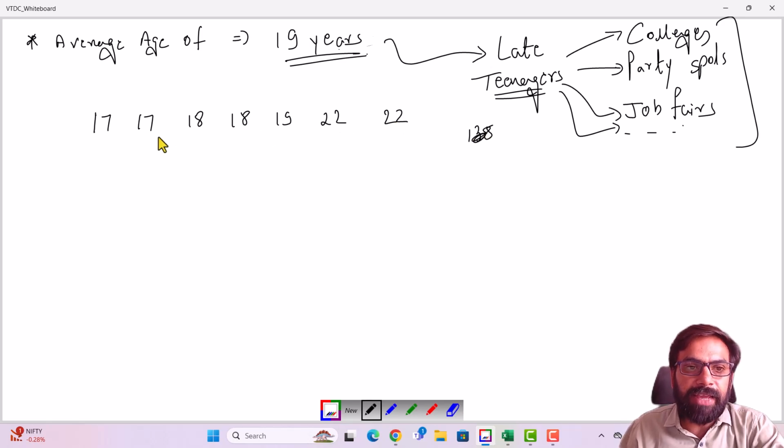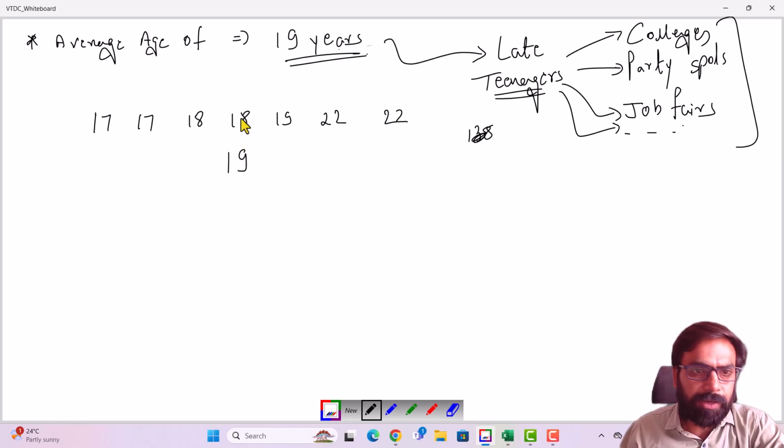Now I can see the average of this, which is 17, 17, 18, 18, 19, 22 and 22. By the way, this is a multimodal data set because 17 is coming twice, 18 twice and 22 also twice. Anyways, that's not the point. So 40 and 40, 80, and 34 is going to give me 114, plus 19 is going to give me 133, and 133 divided by 7 is going to give me 19 as the average age. So the average age of this group is coming out to be 19. And it's fine because most of them are in or around 19.